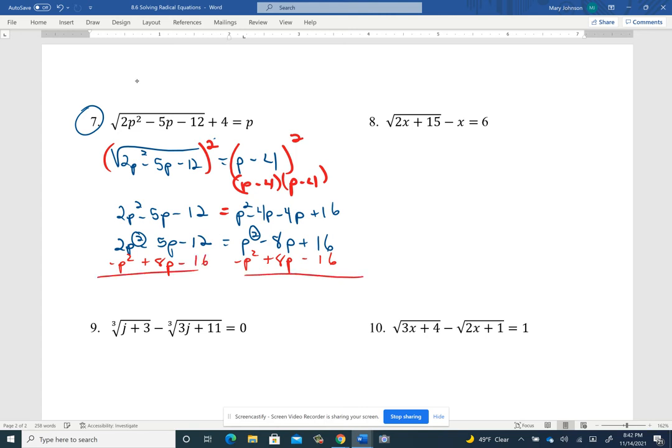Okay, when I do that, I get p to the second. Oh, not 13. I was going to write 13, but that's a minus 5p. So that'll be plus 3p minus 28 equals 0. All right, so I have a lot more work to do.